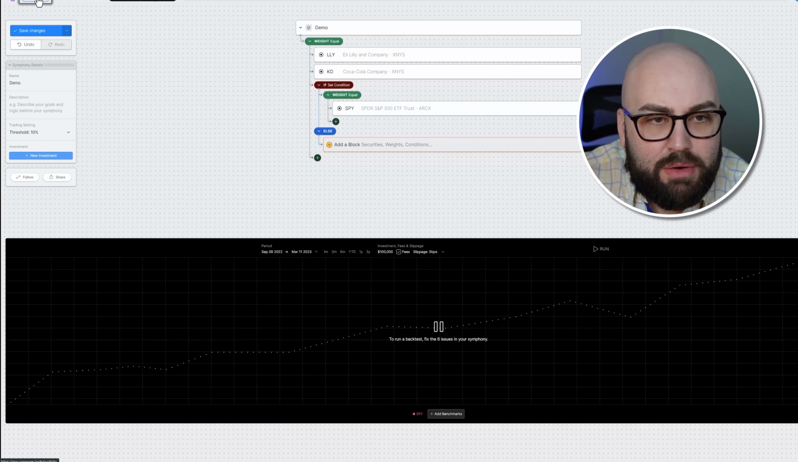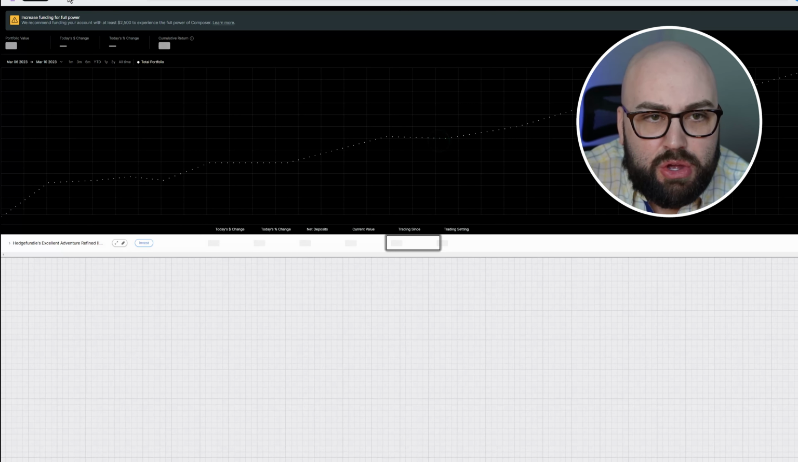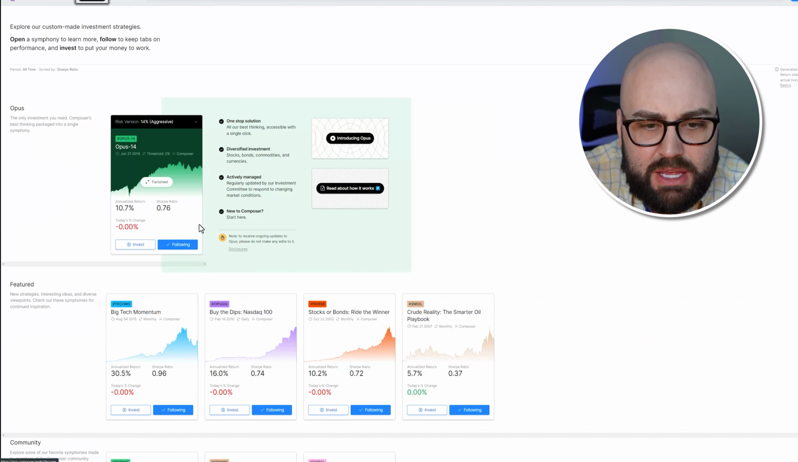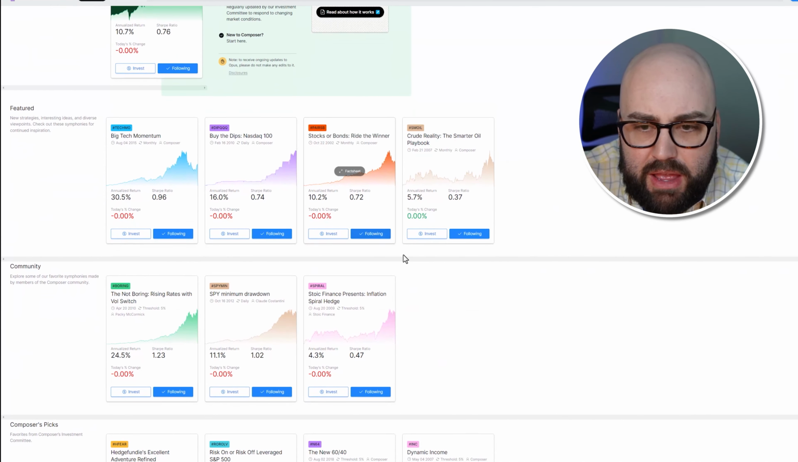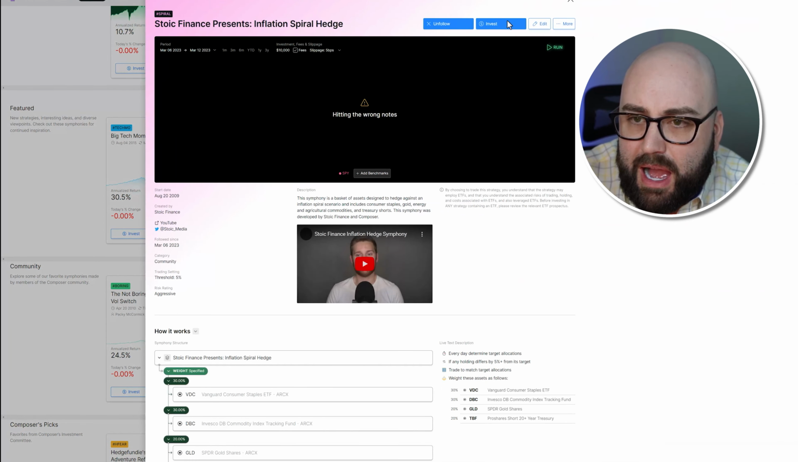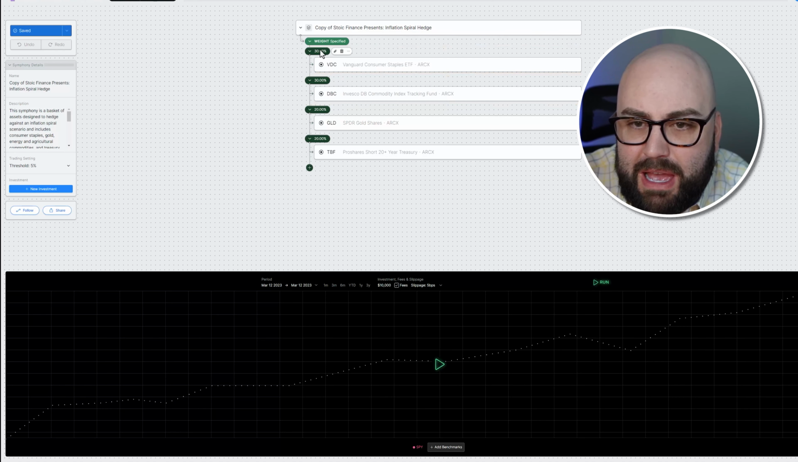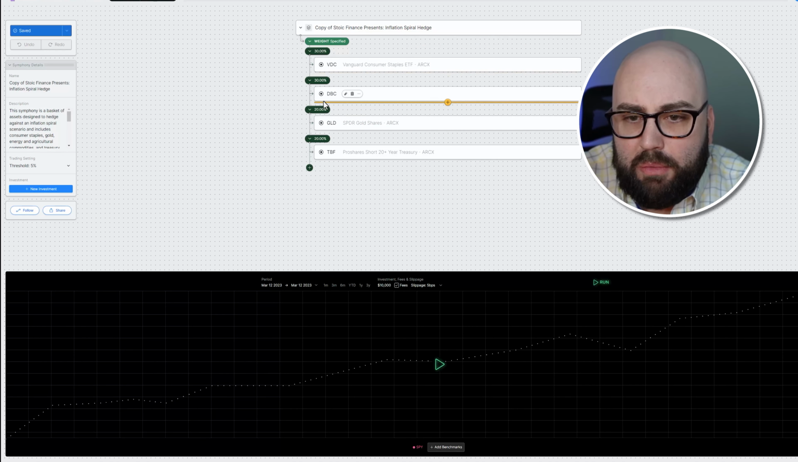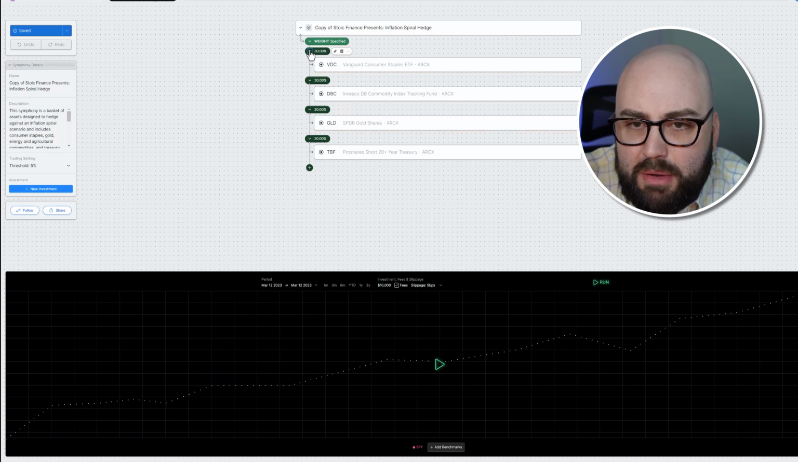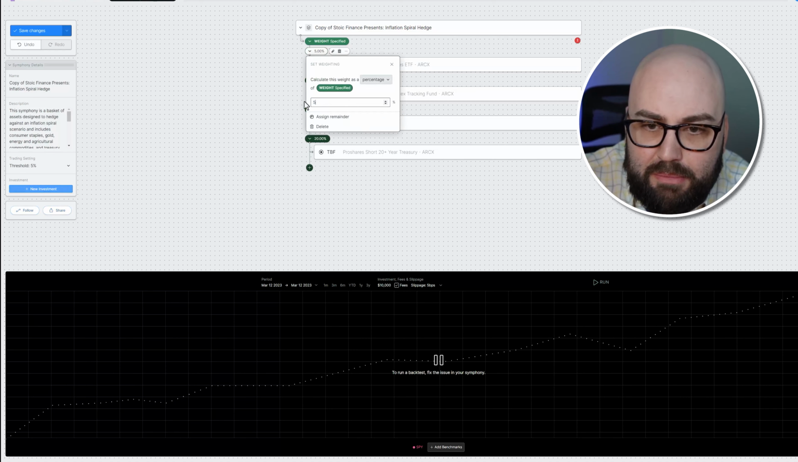One thing I really do like is the ability to go in, discover some of these, and then say, hey, look, I'm interested in this, an inflation hedge, right? I can take this and then go in here and edit it, where I've already got this symphony set up, and then I'm able to make adjustments. So in this case, maybe I don't want 30% going to the Vanguard ETF, or I want 50% going to gold. I can come in here and edit this and say, instead of 30, I'm going to say 50.